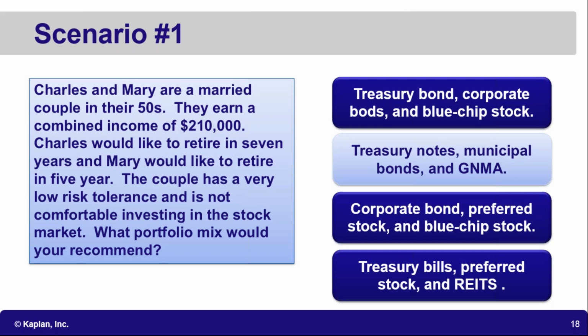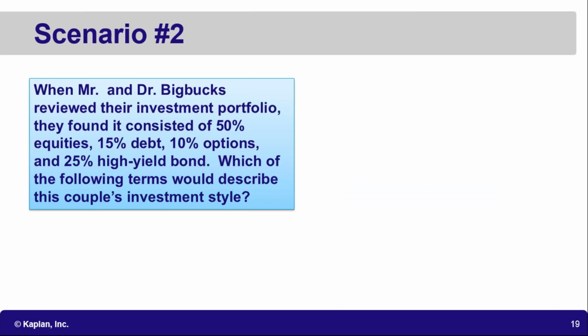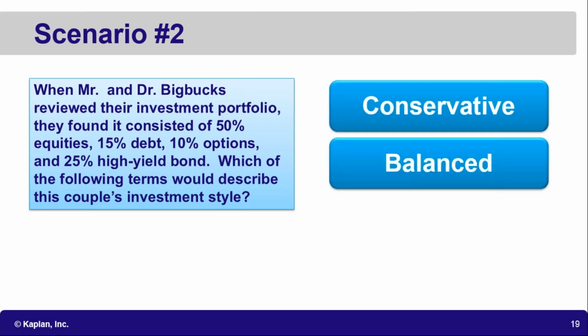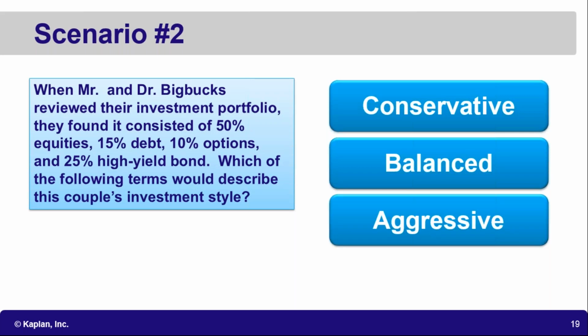Scenario 2 is Mr. and Dr. Big Bucks reviewed their investment portfolio. They found it consisted of 50% in equities, 15% in debt, 10% in options, 25% in high yield bonds. That's the low rated bonds that have a lot of default risk. So which of the following terms would describe this person's investment style? It's really more like how they want their money invested.